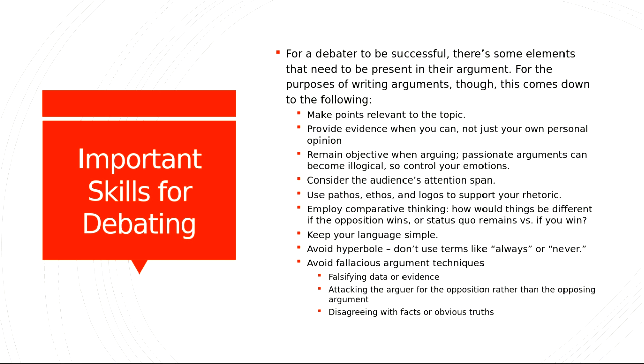Again, employ comparative thinking. How would things be if the opposition wins or the status quo remains versus if you win? How can you show that life is going to be better, okay? How are things going to change, okay? Or conversely, how are things going to be worse if your opposition has their way, okay? Again, you have to be careful here because this can sometimes lead to that slippery slope fallacy. However, syllogism works in this case. Any kind of logical progression that's backed up by evidence where you can show your side prevailing is the preferable outcome is going to help you, okay?